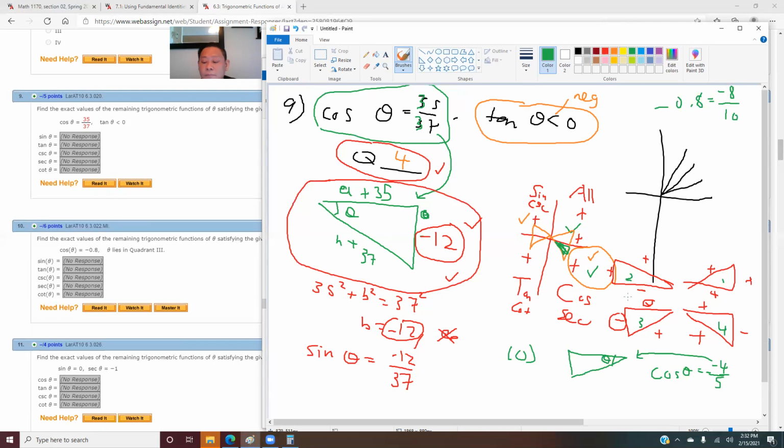Cosine would be the adjacent, which is negative 4. Which is this side right there. And 5 is the hypotenuse. So what is your opposite?